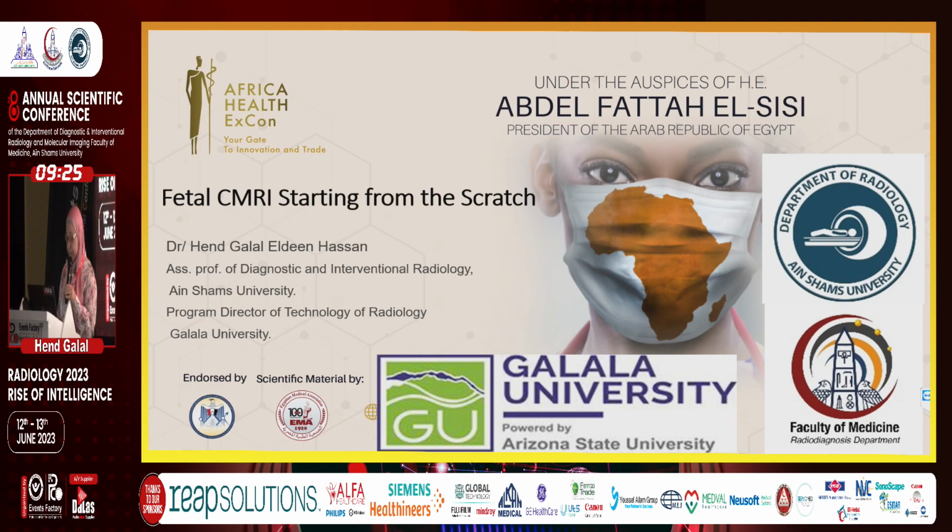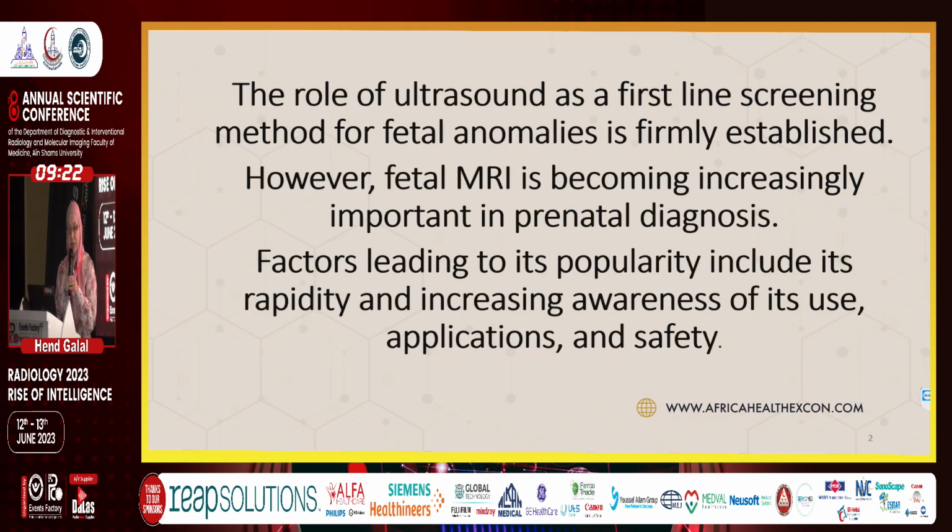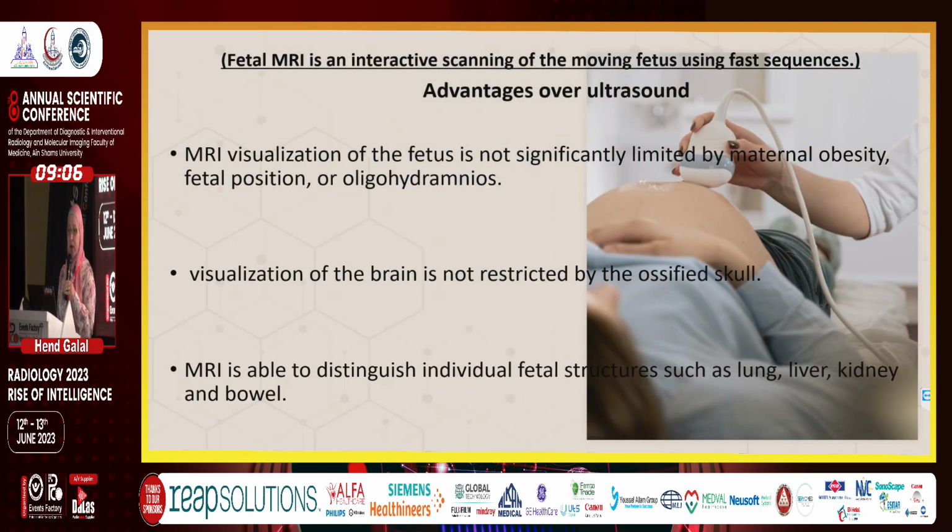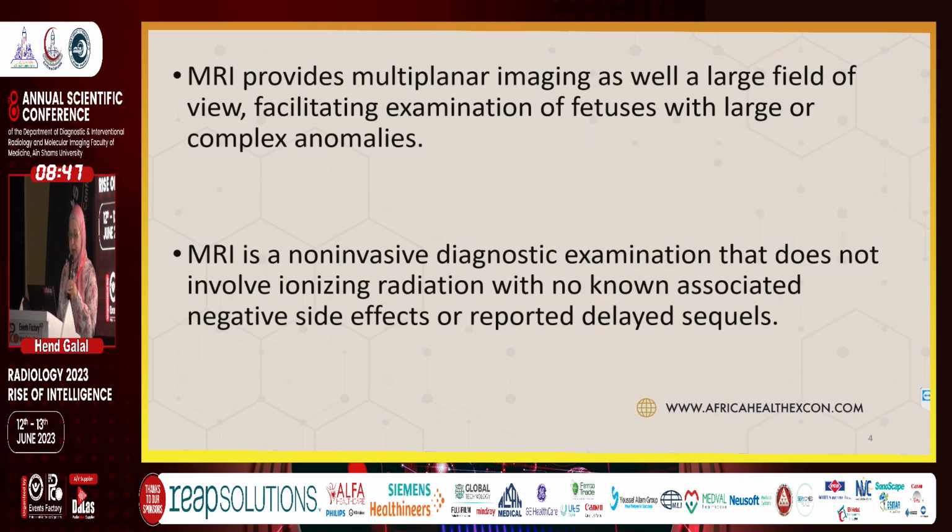in fetal life. But without doubt, the role of ultrasound as a first line of screening is mandatory. It's firmly established and cannot be substituted with MRI. However, MRI is becoming increasingly important because of rapidly increasing awareness of it and its safety. So the advantages of MRI over ultrasound: it may visualize the whole fetus with no significant limitation from maternal or fetal obstacles, visualization of the brain of the fetus with no restriction from the ossified skull. Also, it can distinguish individual fetal structures altogether.